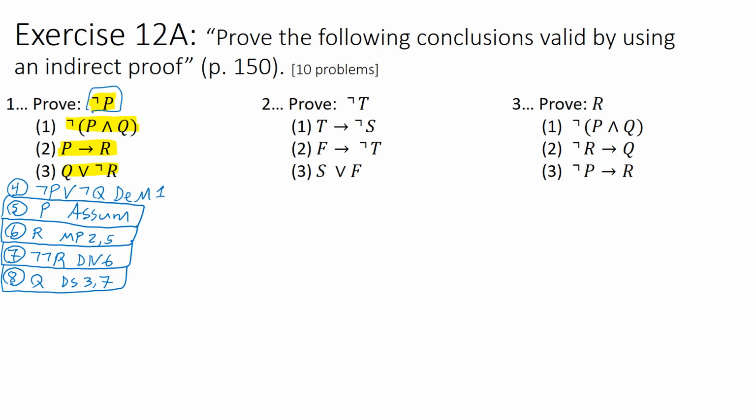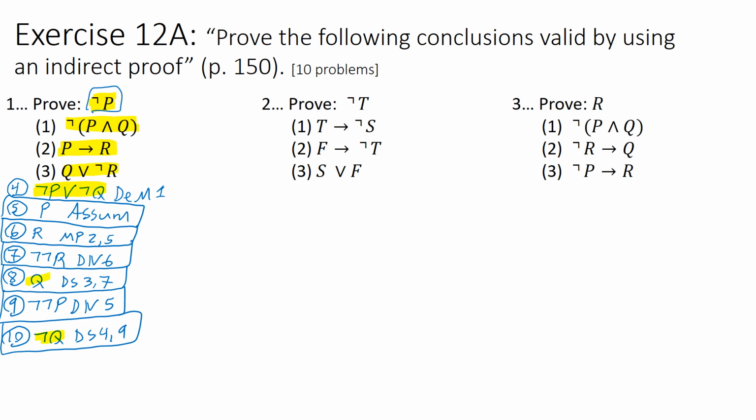Line 4 is a disjunction, not P or not Q. And line 5 is P, and P contradicts not P, so let's double negate. So for 9, we can get not P, double negation, line 5. And then from line 4, we have not P or not Q. Well, not P is not the case according to line 9, so for 10, we can get not Q by our disjunctive syllogism with 4 and 9. And now we've ended up with not Q.